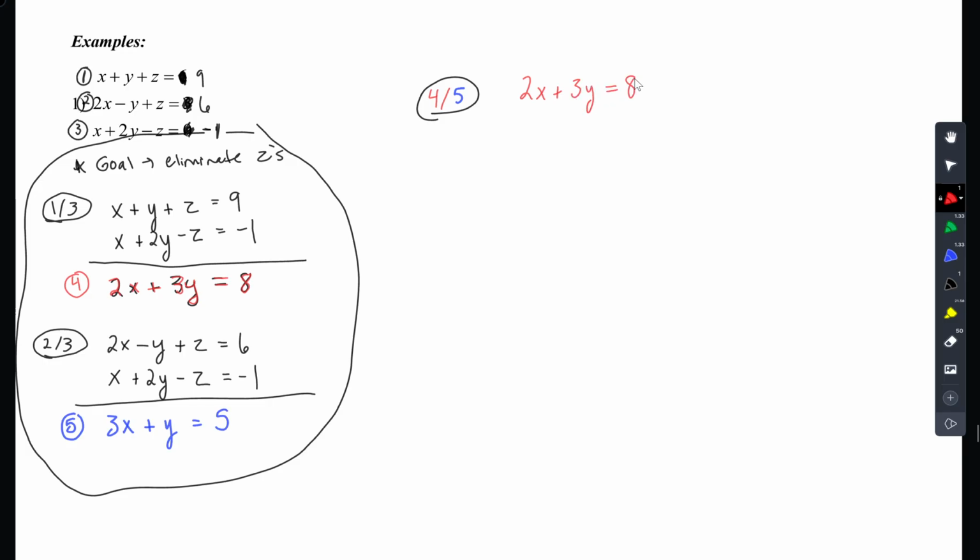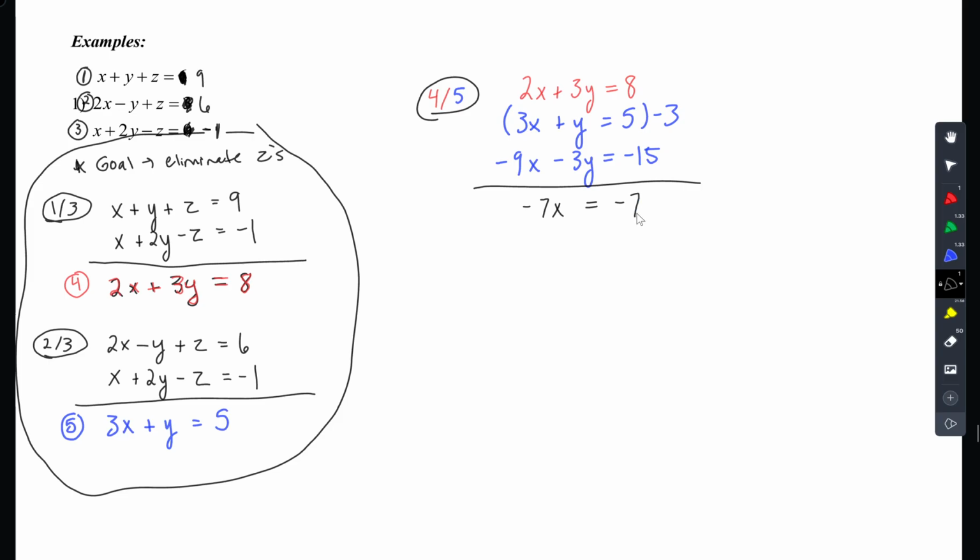2x plus 3y equals 8, and 3x plus y equals 5. So I'm going to take the new ones I made, and now I'm going to solve it like how we did earlier. I'm going to multiply this bottom one by -3. So I get negative 9x minus 3y equals negative 15. And I'm going to end up being able to solve for x. So I get negative 7x equals negative 7. I added 2x and negative 9x, negative 7x. 8 and negative 15, negative 7. So then my x equals 1.